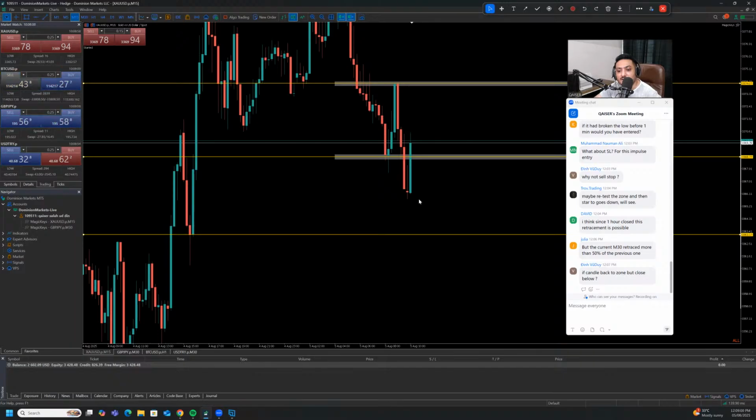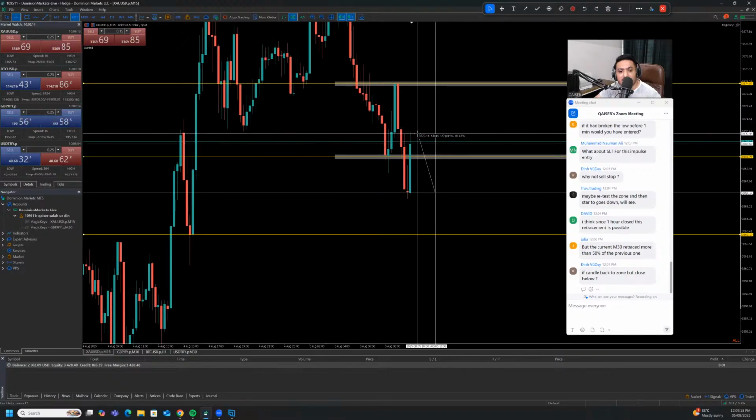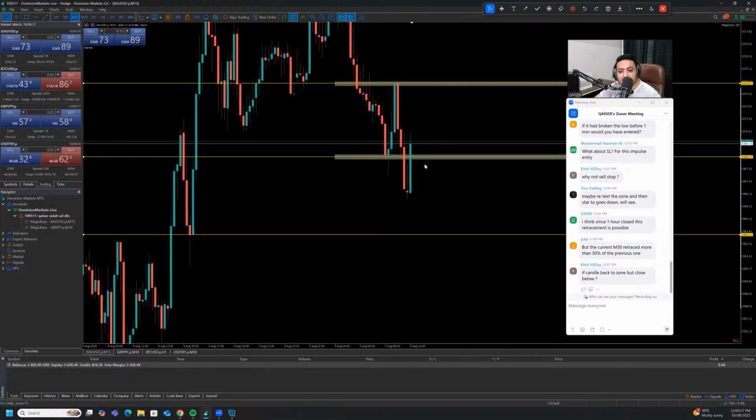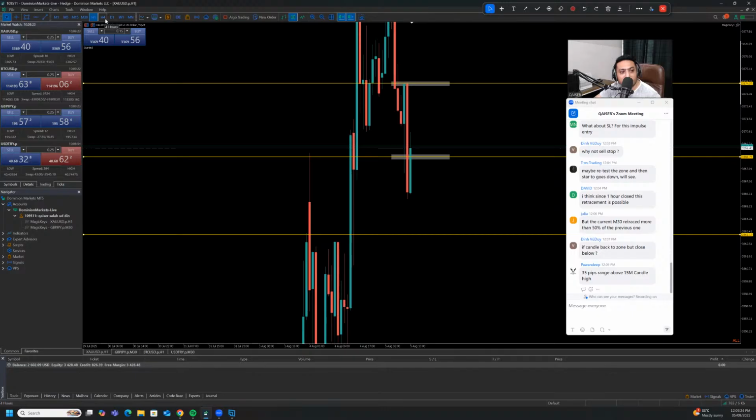I think since the 1-hour close, this retracement is possible. We'll see how this 50-minute candle is going to close. Then we'll make some decision. Because look at the volume. This 50-minute candle is clearly showing volume. The 50-minute candle moved 40 pips. If it closes within the range, it could be a fake out. It should not react like this. Then look at this one.